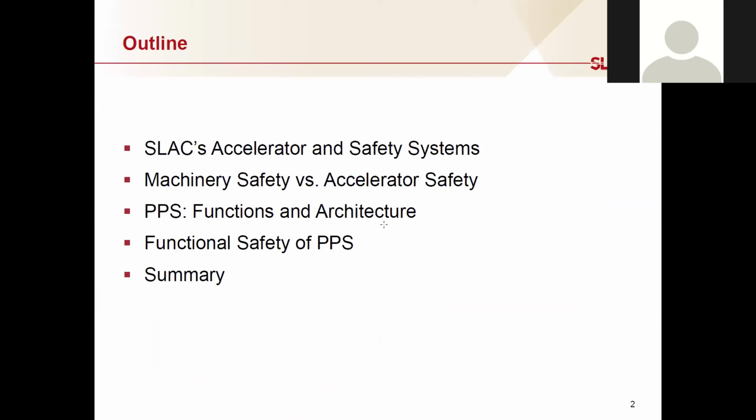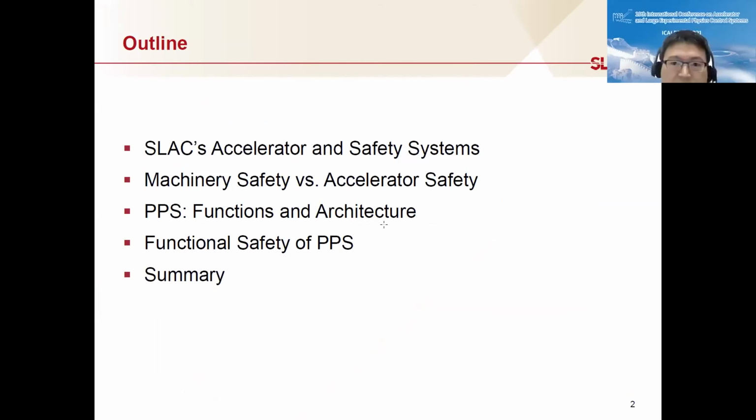First, I'll talk about SLAC's accelerator and the safety systems at SLAC. We have multiple safety systems, and the personal protection system is one of the systems that protects personal safety. Here we argue that the personal protection system, function-wise, is more like machinery safety, and the setting is close to the machinery safety standard of process safety. So we'll try to use a machinery safety standard to evaluate our personal protection systems.